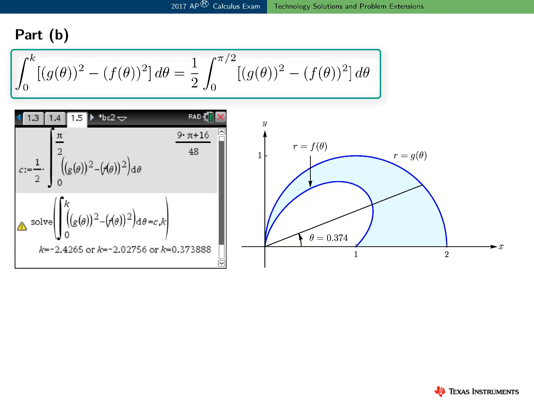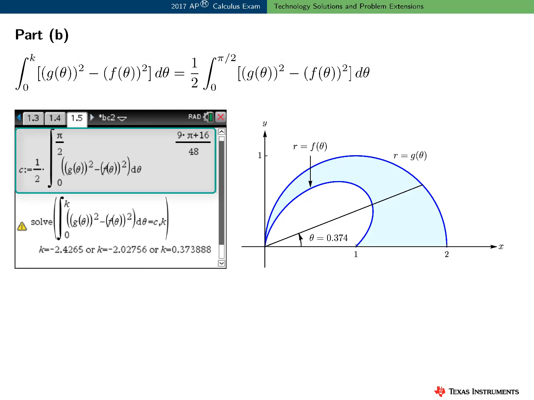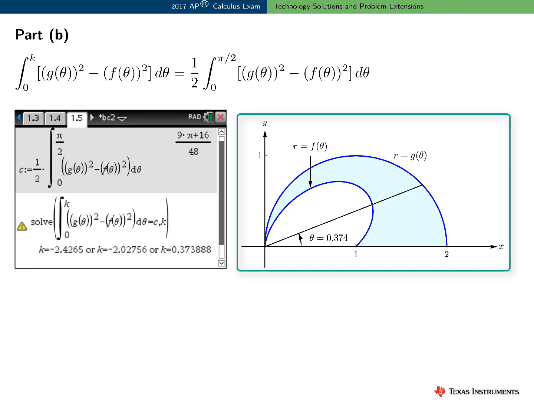In part B of the free response question, we need to write an equation that gives the value of k such that theta equal k divides S into two equal subregions. Here's the first solution given in the scoring guidelines. Although the free response question did not ask for the value of k, we can use technology to find it. I first found the value for C, the area of the region S. Then I used the solve command to find the value of k. And here's a visualization of this result.